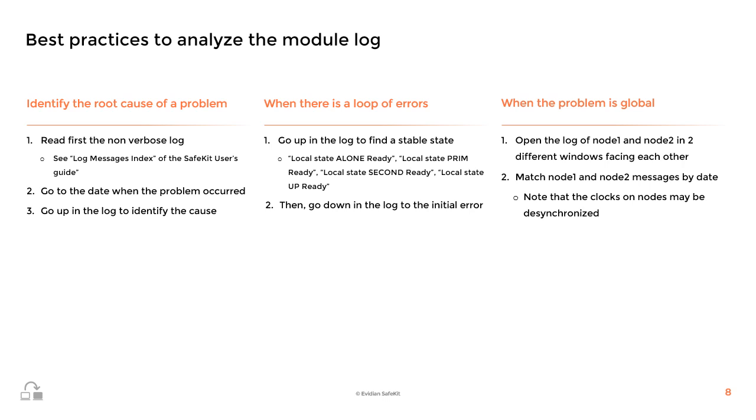Start by identifying the root cause of a problem. For that, firstly, read the non-verbose log. Secondly, go to the date when the problem occurred. Thirdly, go up in the log to identify the cause of the problem.